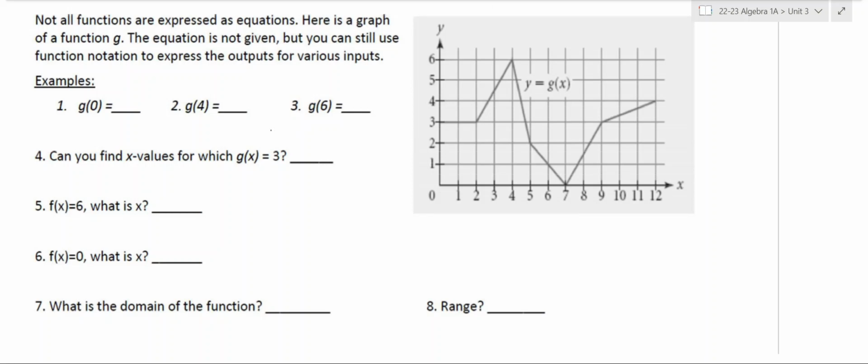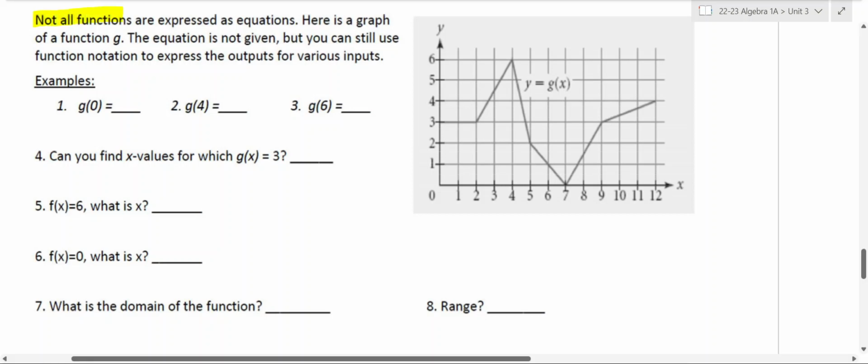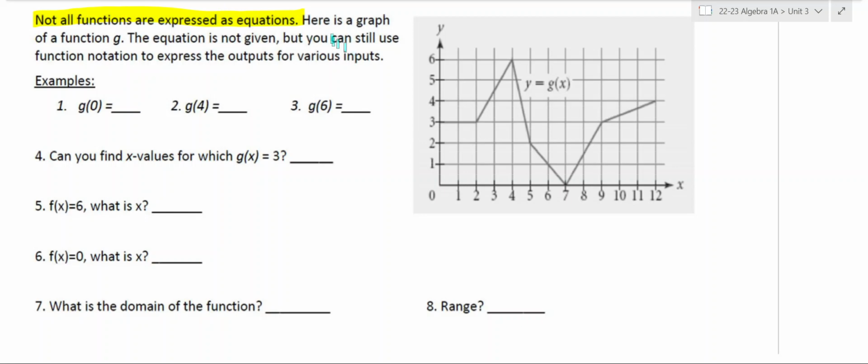We're going to talk about how not all functions are going to be expressed as an equation. Sometimes they're going to give you a graph to represent the function. So in this case, this graph is representing the function g of x. And so that means that this over here is x, and the y output is g of x.